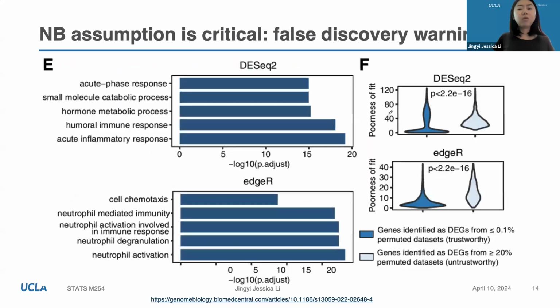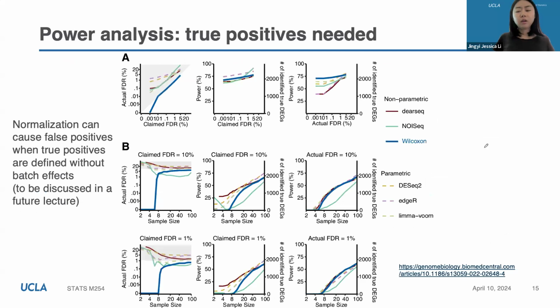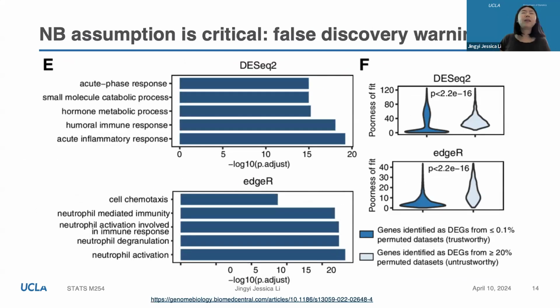But I want to say that when we check this, we call this poor risk of fit because we have a p-value for the goodness of fit test. And the smaller the p-value, the poorer the fit. So what we take here is the negative log 10 p-value. So that's why we call it the poor risk of fit.